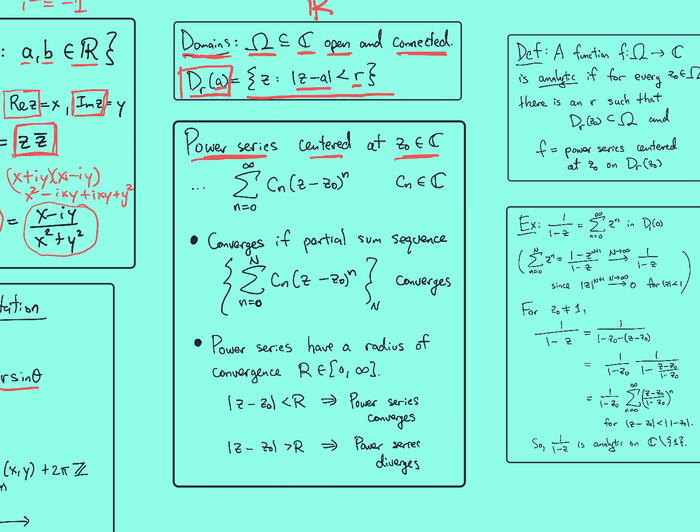So a power series centered at a point z0 in the complex plane is an infinite series of the form the sum from n equals 0 to infinity of Cn (z minus z0) to the n, where the coefficients are complex numbers. And this converges if the partial sum sequence converges. This is the weakest form of convergence you could ask for, and we'll get into it later, but usually we'll be more concerned with absolute convergence because it's a lot easier to work with.